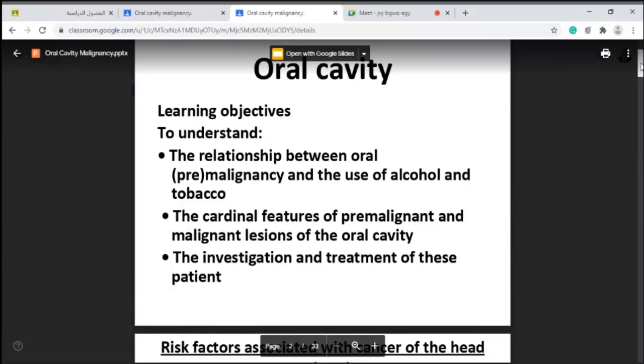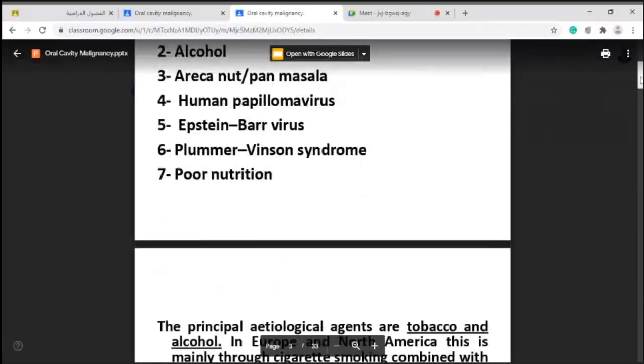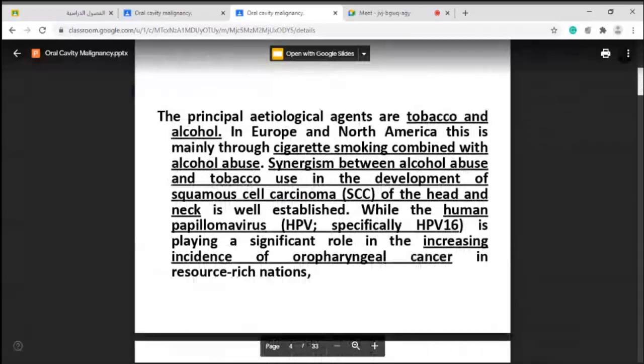You should palpate the tongue properly, and the patient may need investigation, especially MRI, and also investigation and treatment of these patients. The risk factors for development of cancer in the head and neck are tobacco smoking, alcohol consumption, human papillomavirus, which is very important, and Epstein-Barr virus, Plummer-Vinson syndrome, iron deficiency, very important, and poor nutrition. These are the predisposing factors. So the principal etiological agents, tobacco and alcohol, act with synergistic action in the development of squamous cell carcinoma in the head and neck, which will metastasize to the lymph nodes. Also, human papillomavirus is increasing the incidence of these tumors.